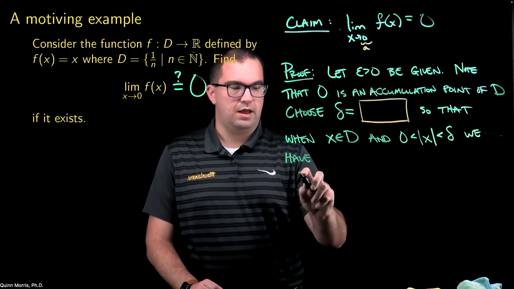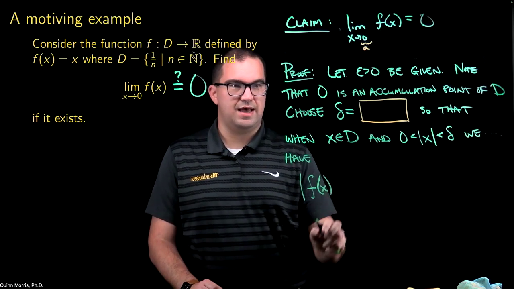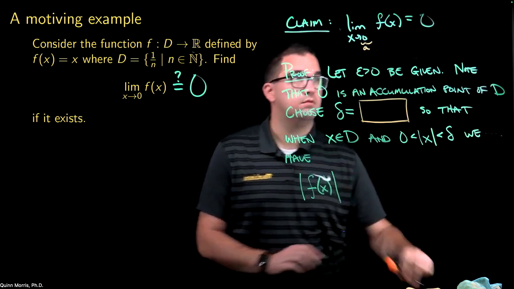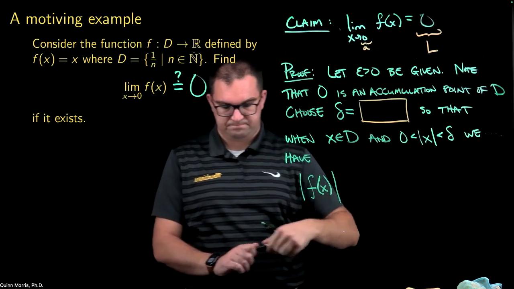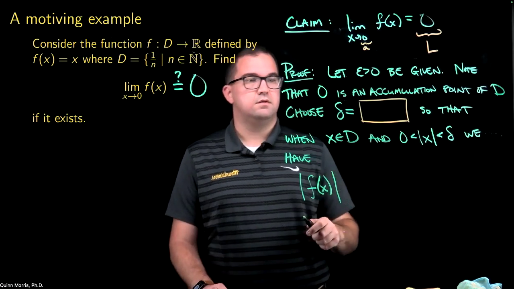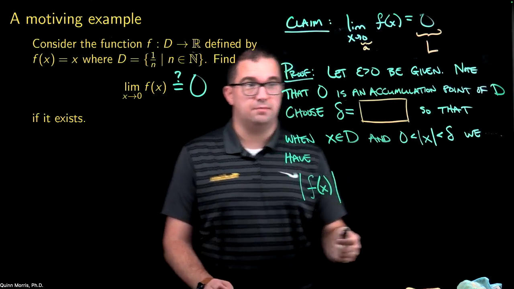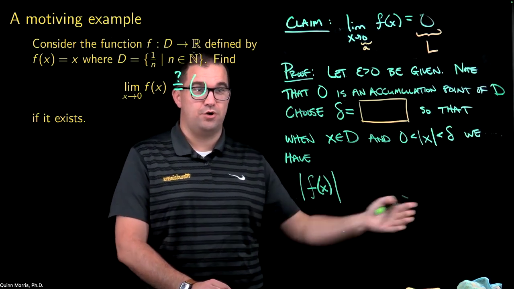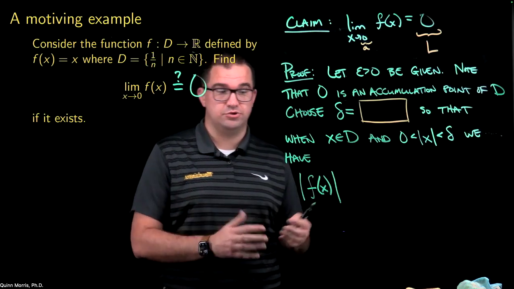all right, now what do I want? I want f of x minus L. Oh, wait, my L is 0. So I want the absolute value of f of x minus L to be less than epsilon, but I'm supposed to be proving this now, so I need to show that. I can't just write down, oh, that's true. And this is what I actually need to demonstrate.